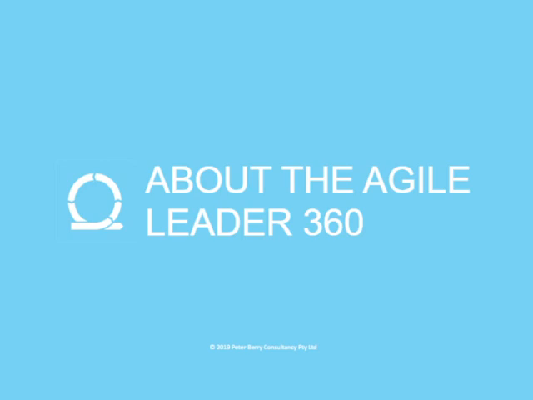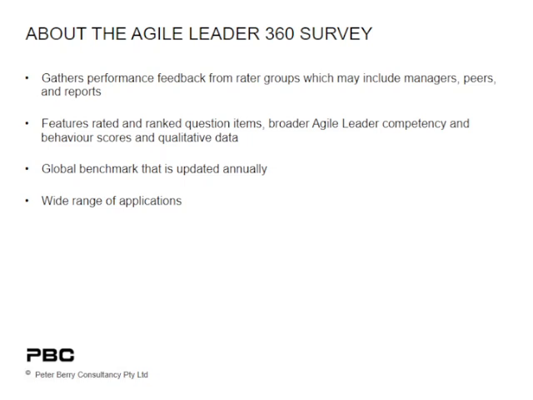The first section will provide general information about the Agile Leader 360 and introduce the model upon which it is based. There is also a technical reference and administration guide available which outlines the theoretical rationale and the development of the Agile Leader 360. The Agile Leader 360 gathers feedback from an individual's reports, peers, and managers, and is made up of scaled questions, ranked option questions, and open-ended feedback.